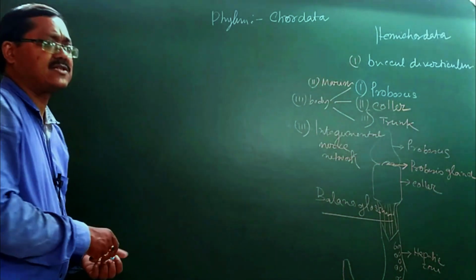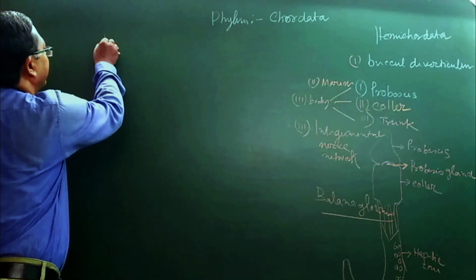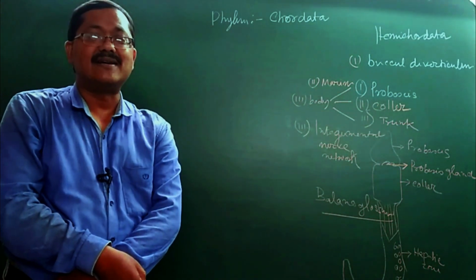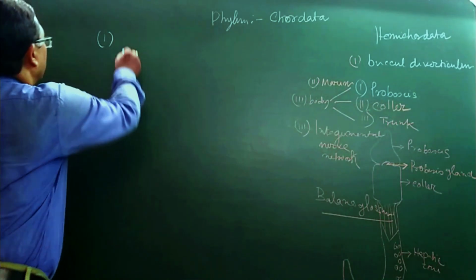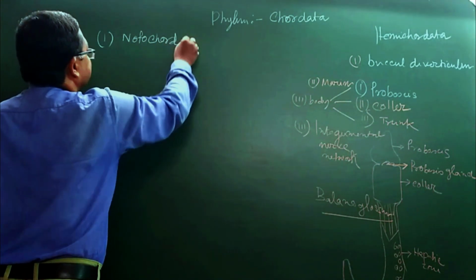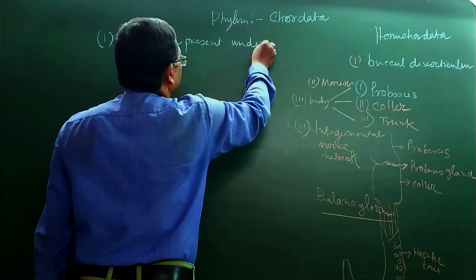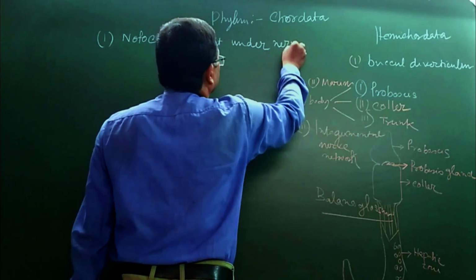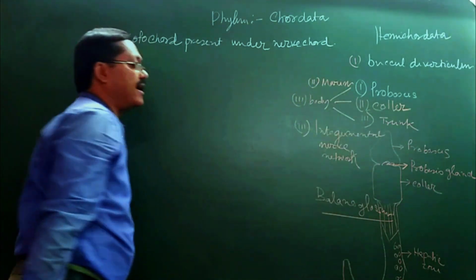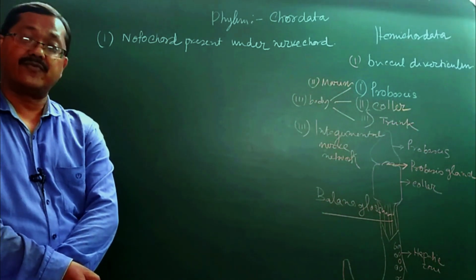What are the salient features of Chordata? Three characteristic features are found in Chordata. Very, very important. First, the notochord is present. The notochord is present under the nerve cord. This is one of the most important features.